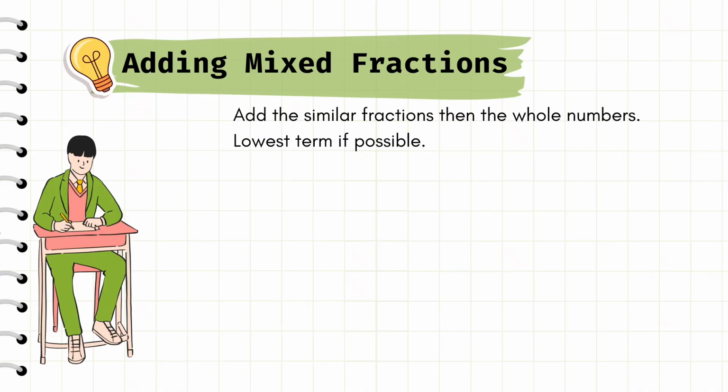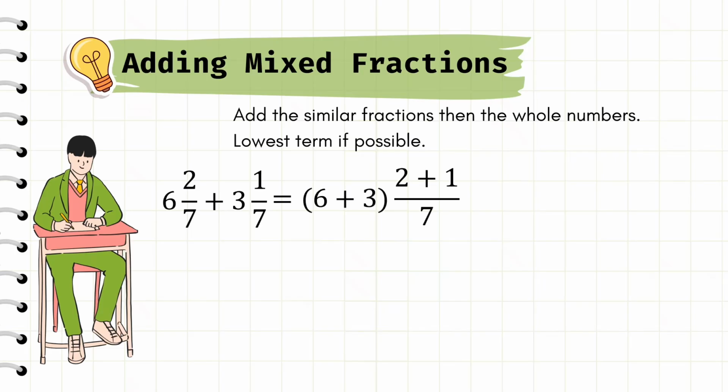Now let's add mixed fractions. Add the similar fractions, then the whole numbers, lowest term if possible. Example, 6 and 2 over 7 plus 3 and 1 over 7. Add the whole numbers, 6 plus 3, then add the numerators, 2 plus 1 over 7. So the answer is 9 and 3 over 7.